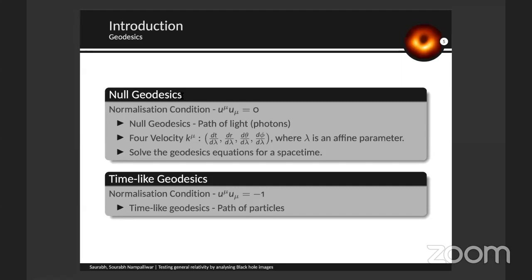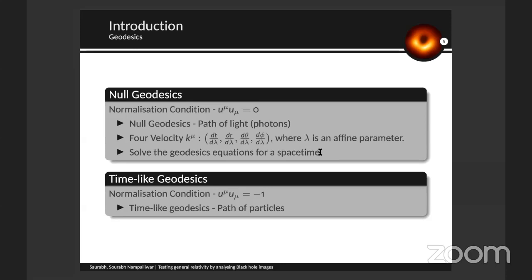So the first method is basically geodesics, understanding geodesics, which is nothing but the motion of particles and photons around that particular space-time. So in geodesics, we have something called a normalization condition, where the dot product of the four-velocity with itself is equal to zero for photons, and for particles it is equal to minus one. So null geodesics is known as the path of light, which is basically photons, and the four-velocity is nothing but four different components of the velocity. The first of which is dependent on time, the second on the radial coordinate, then theta, and then phi, which are all derivatives with respect to an affine parameter, which in the case of a photon is lambda, and in the case of a particle, it is obviously the proper time.